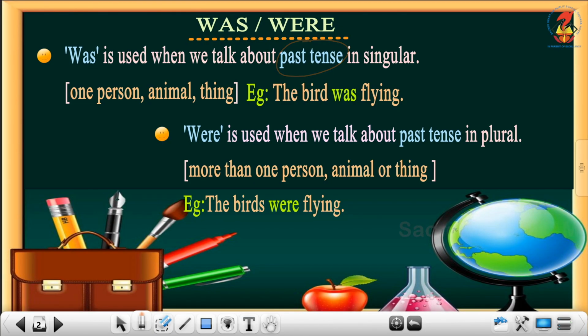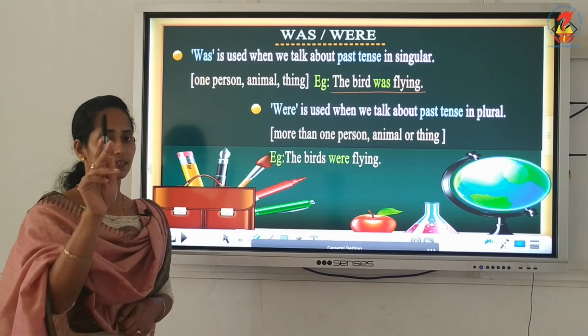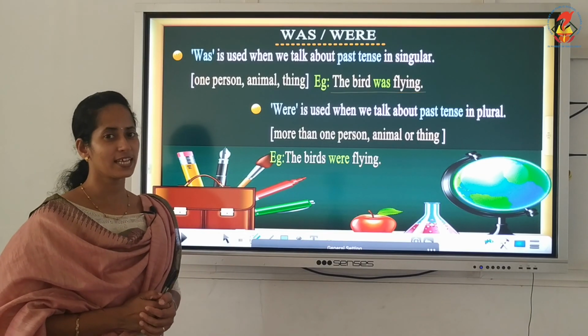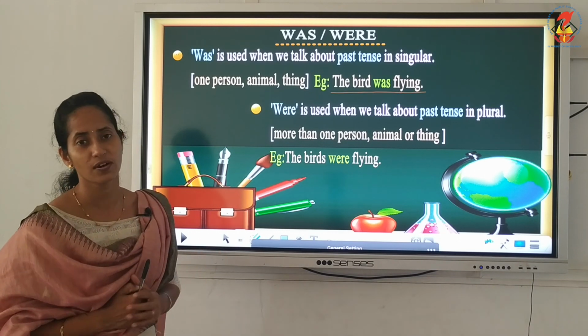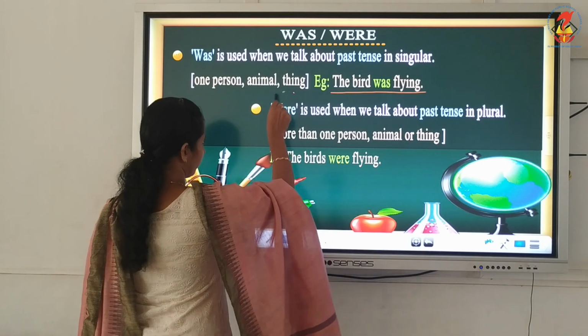And moving to the next one, and before that we'll look into the example. So one person, one animal or thing. Along with one person, one animal or one thing, we use this was. So the bird was flying. Am I clear? The bird was flying, which means there is only one bird, isn't it? So along with that you have to use was.